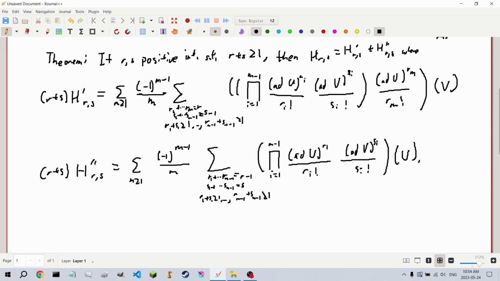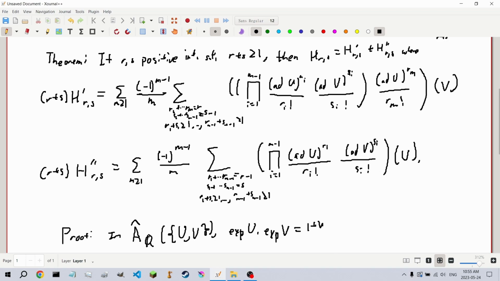On the proof, in the rational Magnus algebra on two indeterminates, the exponential of u times the exponential of v is equal to 1 plus w, where w is the sum from r plus s being at least 1 of u to the r over r factorial times v to the s over s factorial.